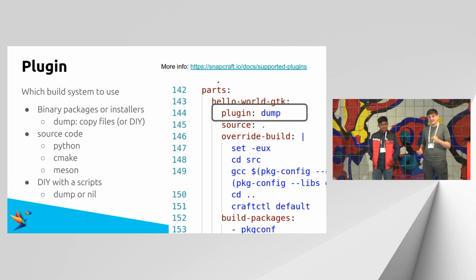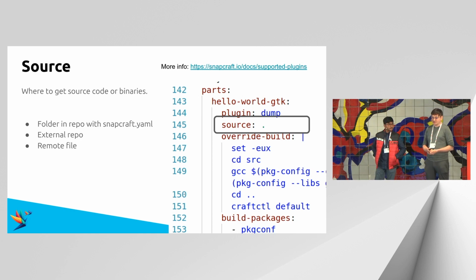Or if there's not yet a plugin that does exactly what you want it to do, you can just write a bash script that compiles your application. Right. For this application specifically, since we're not using a build system, we're using the dump plugin with then just a shell script that calls the compiler.